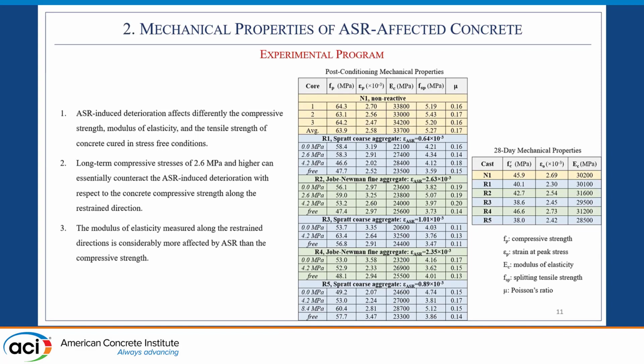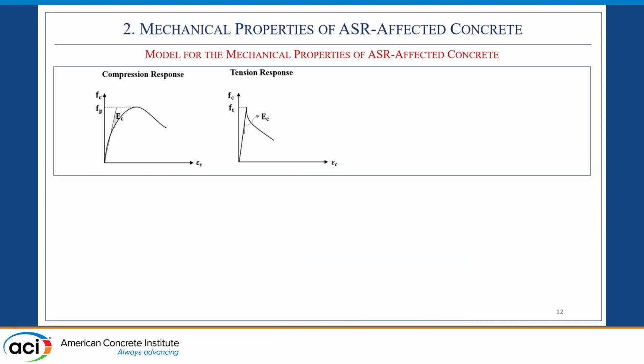respect to the concrete compressive strength along that restraint direction. The modulus of elasticity measured along the restraint directions is considerably more affected by ASR than the compressive strength. And now we're going to briefly talk about the model that we developed to characterize all this.